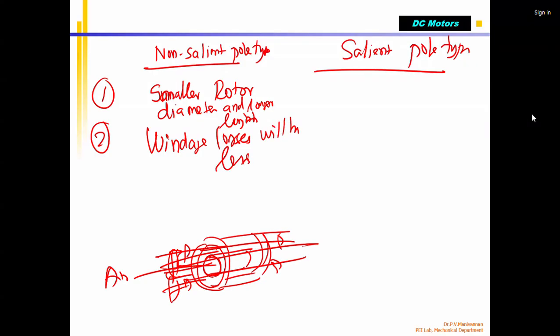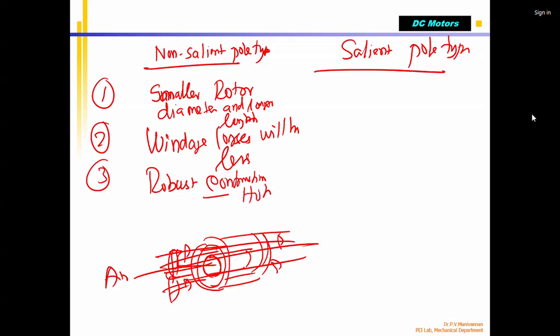Okay. Then it is a robust construction, correct? Please note that it is a robust construction because it is a solid cylinder with grooves only, no extra projections. So when the rotor rotates at 2000 RPM, 3000 RPM, the centrifugal force created will not have any effect, correct? It is highly balanced. So robust construction without any projection. So it can run at high speed, correct?